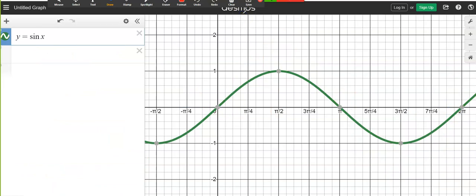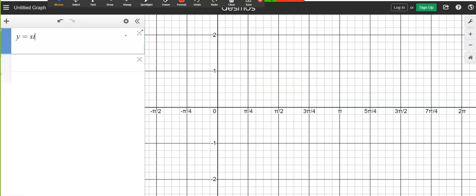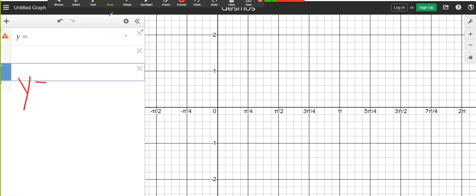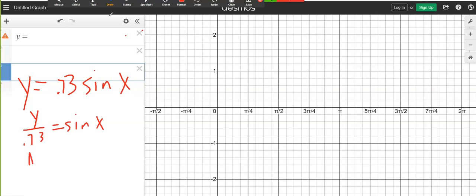What's your next equation? Y equals 0.73 sine of x. Okay. It wants me to find the amplitude and then the language of transformation. Well, I'm going to ask you to find the period also. Okay.